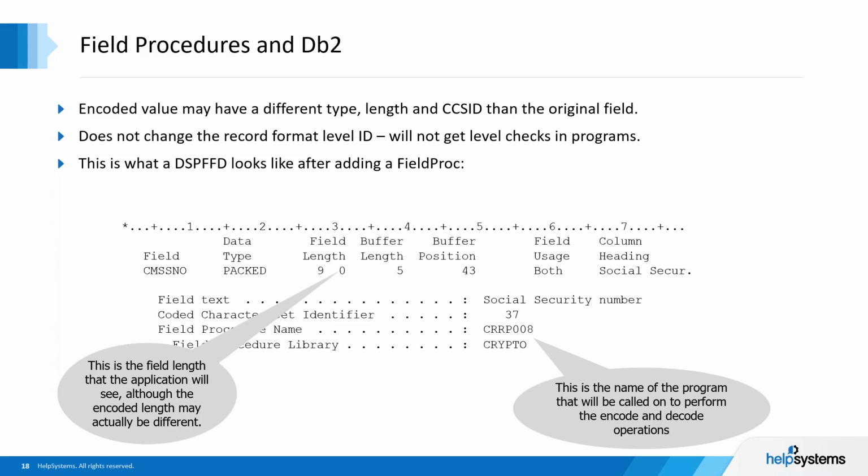If you look at the file field description of a file that has a field procedure associated with one or more of its columns, you'll see that certain fields have the same attributes as they've always had. Here we see a social security number that is a packed 9-numeric field. And on the right-hand side, we see that now there's a field procedure associated with this particular field or column in the table. This is an enhancement to the existing DSPFFD command, which shows that this is all part of the operating system function and it's fully integrated into the database.